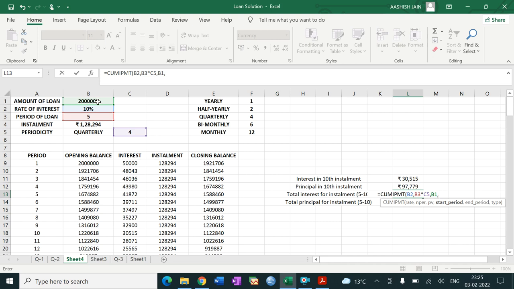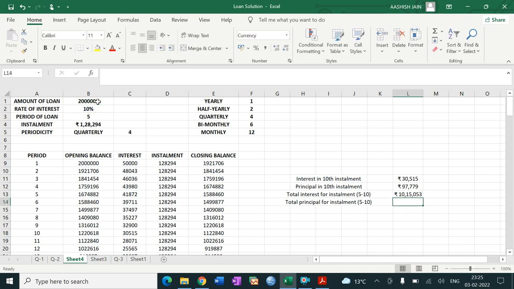Let's check how we do it. So present value, that is 20 lakh. Starting period, that means for which period we are calculating the total amount of interest, that is from 5 to 10. So starting period is 5, end period is 10, then 0 means the end of the period, right? Now close the bracket and then multiply by minus 1 to make this a positive value. This is the technique, total interest of installments for a period of 5 to 10.